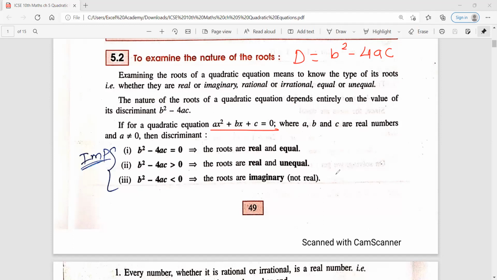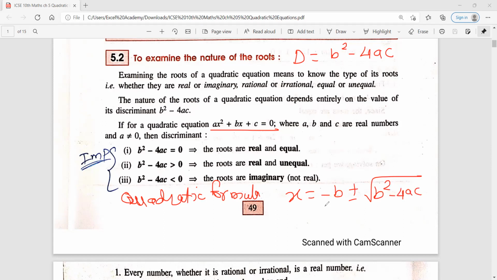Then there is a method called the quadratic formula. Okay, it is a sure shot method. It is a universal method, and its formula is x is equal to minus b plus or minus square root of b square minus 4ac, divided by 2a. Now, whatever comes inside the square root sign is the discriminant.